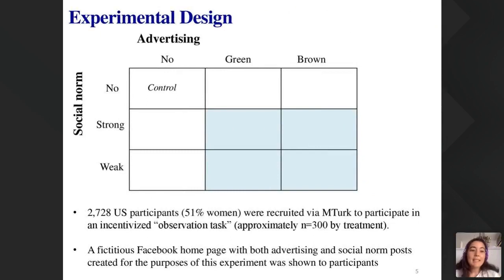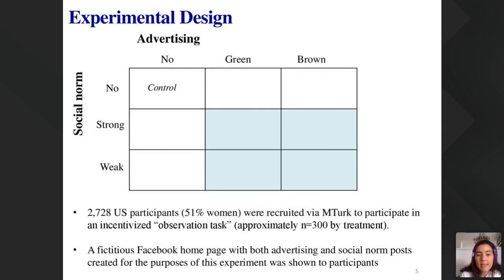So this was the experimental design. We used, as I already mentioned, social norms, strong and weak social norms, and advertising that I will refer to as green advertising for a low carbon product, and brown advertising for a high carbon product. And every possible combination of these two information instruments, and that we will compare with a control treatment where there would be no advertisement and no social norm. So we will see how these instruments work.